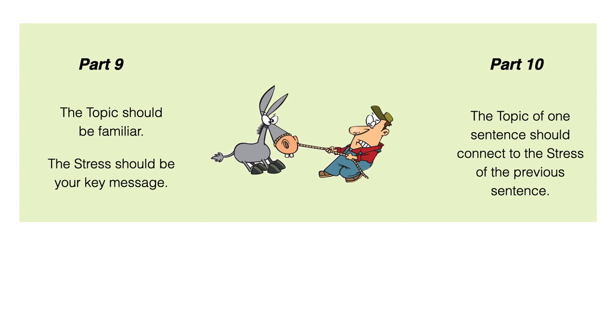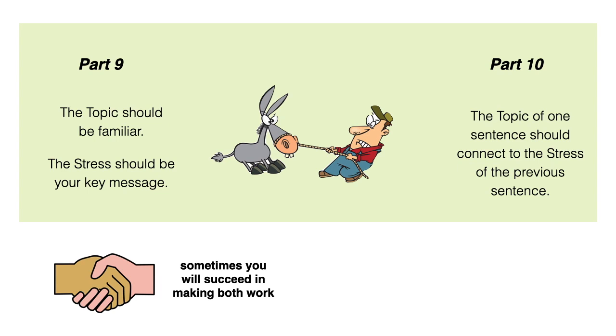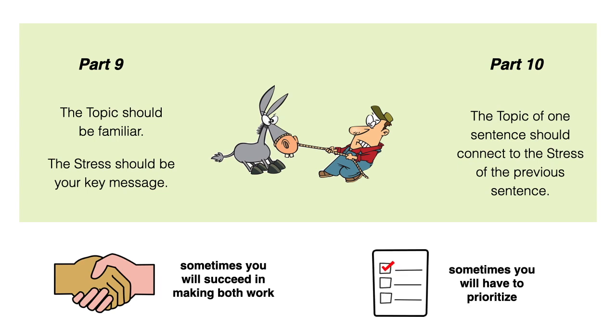Unfortunately, this will be a recurring theme. Sometimes you will succeed in making both things work. Other times you will have to prioritize what is most important, given the audience and where you are in the paper. You will have to use your own judgment to make these decisions. But don't worry, as you write more and get feedback about your work, your judgment will improve.